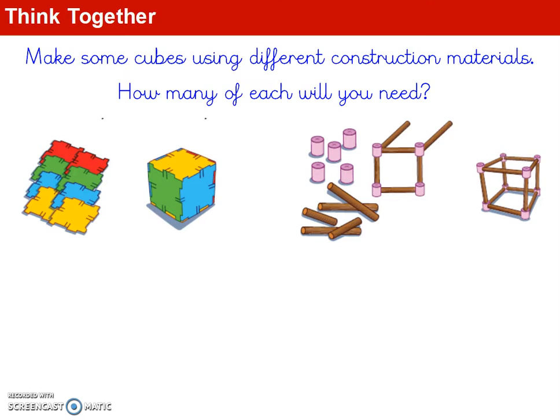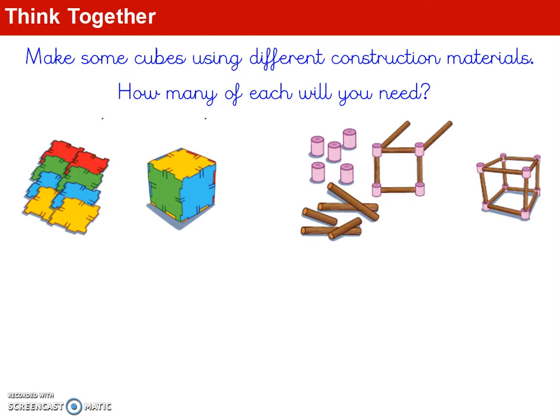Now hopefully these will be things that you'll be able to find lying around. So for example, cocktail sticks, lolly sticks, whatever it is you can find. And you're going to be thinking about how many of each bit you need in order to construct a cube.